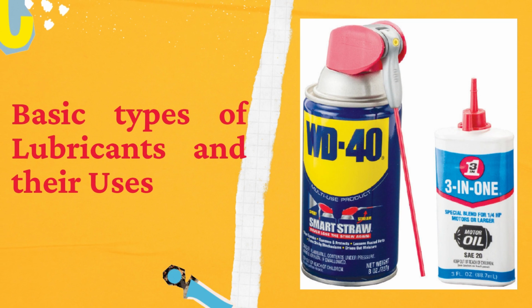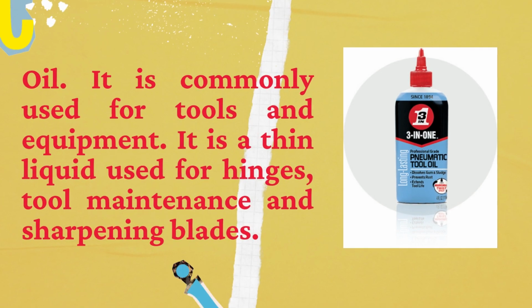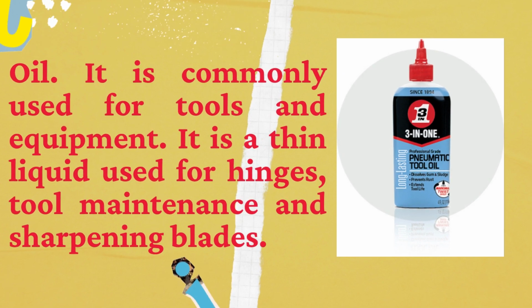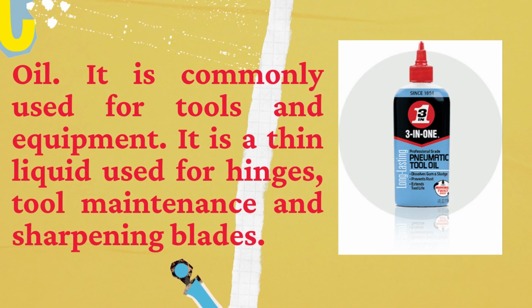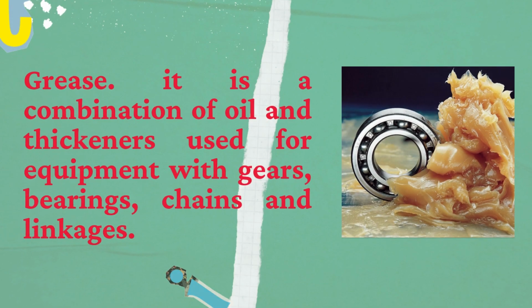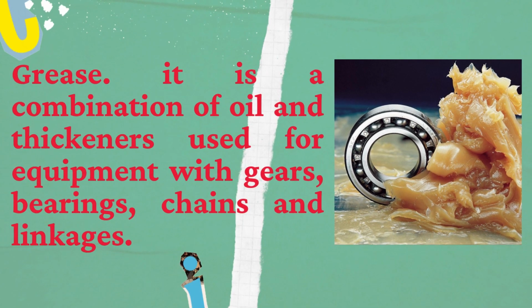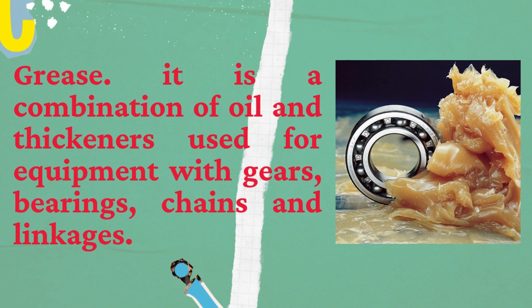Basic types of lubricants and their uses. Number 1, oil. It is commonly used for tools and equipment. It is a thin liquid used for hinges, tool maintenance, and sharpening blades. Grease. It is a combination of oil and thickeners used for equipment with gears, bearings, chains, and linkages.